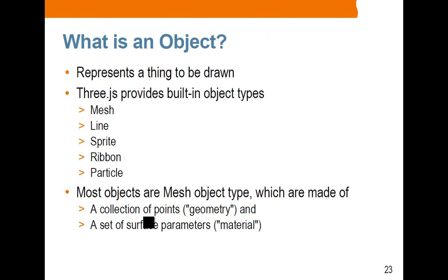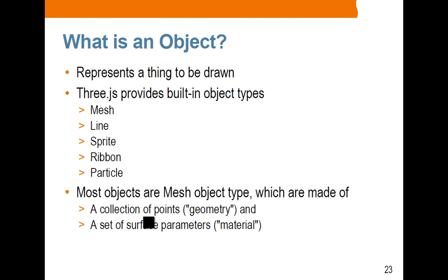All right, so what is an object? An object represents a thing to be drawn. It could be a sphere, it could be a cube, it could be some model object and things like that. As I said, Three.js provides built-in object types: the mesh, line, sprite, ribbon, particle, and things like that. So what is a mesh? You can think of a mesh as a collection of points and a set of surface parameters.